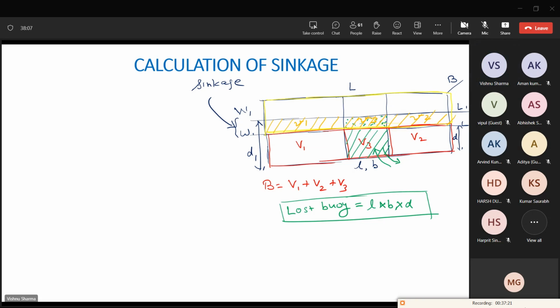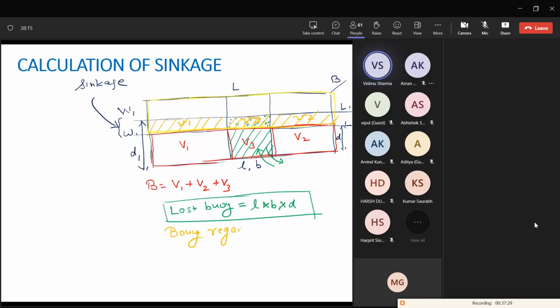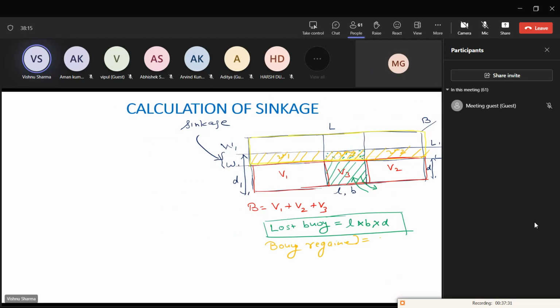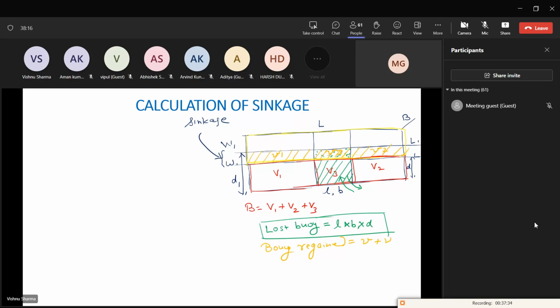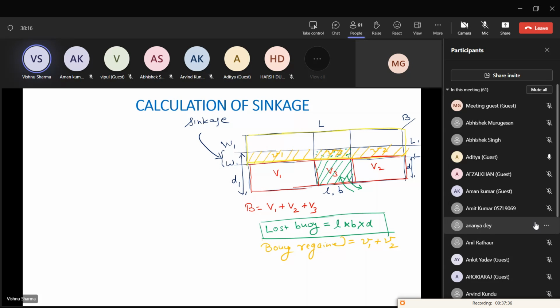Fine, fantastic. So, what is the buoyancy regained? What represents the buoyancy regained as per the markings in the diagram? Small v1 and small v2. This is the buoyancy you have regained. Yes or no, beta? Yes, sir. Correct?